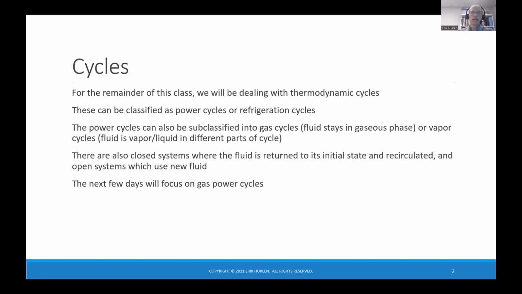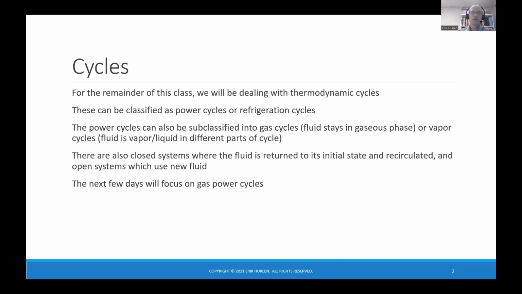There are two general classifications of cycles, power cycles or refrigeration cycles. The power cycles are subdivided into gas cycles or vapor cycles. Gas cycles involve fluid that remains in the gaseous state throughout the entire cycle, whereas in the vapor cycles, the fluid can exist in both the gas and liquid phases in different parts of the cycle. Another classification divides the cycles by whether they are open or closed. Closed systems use the same working fluid, whereas open systems have a new mass of fluid during each cycle. We will see versions of all of these throughout the next few classes.